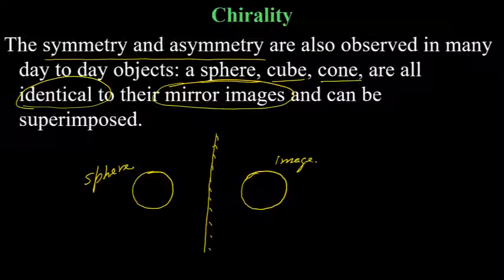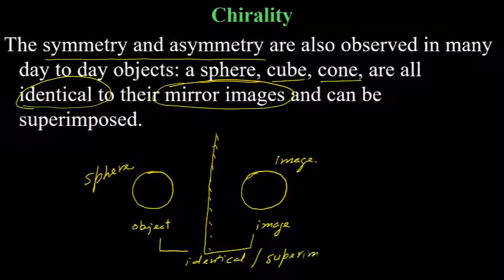Means these are identical. The object and the image both are identical. That is superimposable. They can be superimposed one over the other. Okay, if you have one sphere and you remove this one and place its mirror image here, it will look exactly the same. It means it is superimposable.